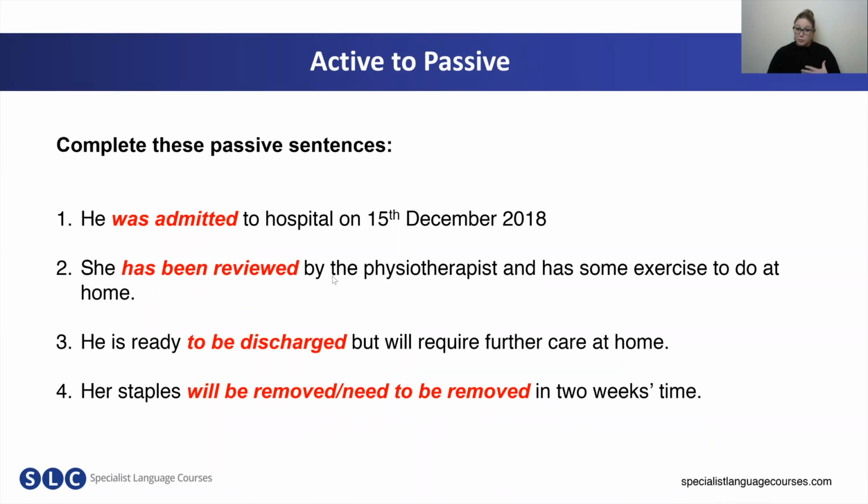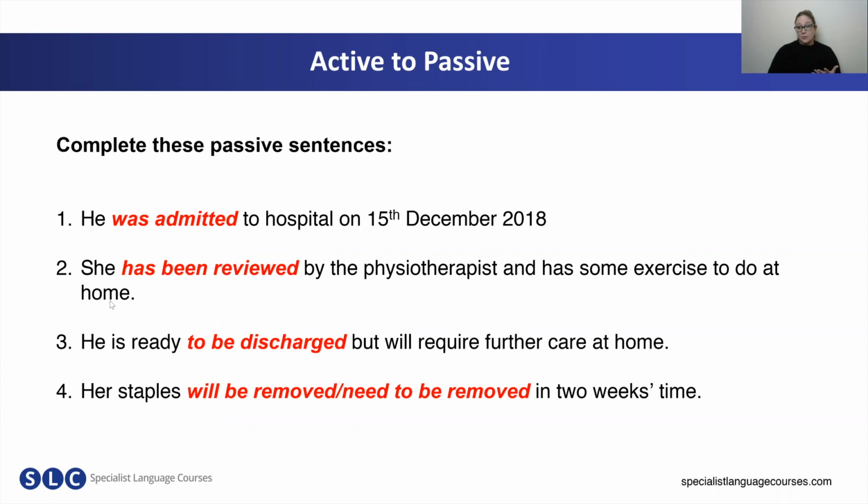She has been reviewed by the physiotherapist and has some exercises to do at home. Again, this should be in present perfect because it's a very recent action, and the patient has the exercises on a piece of paper that she needs to practice now.